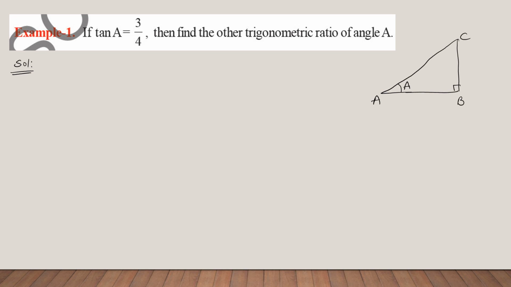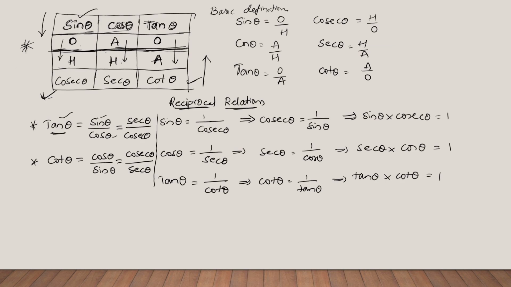So from this, what is the definition of tan A? Tan A is equal to 3 by 4. But what do you mean by tan A? Tan A is nothing but opposite by adjacent, right? Already in the previous table we have discussed. So tan is nothing but opposite by adjacent.